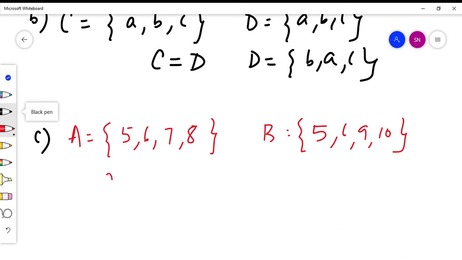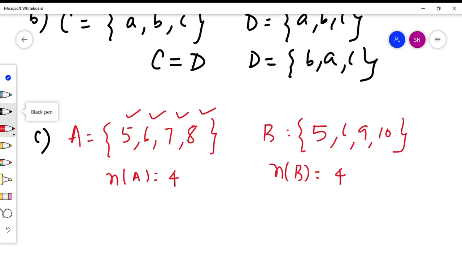I know here the cardinality of set A is equal to 4. Why is the cardinality of set A 4? Because there are 4 elements inside the set and I am able to count that there are only 4 elements inside the set. So therefore n of A is equal to 4. Similarly, I have n of B also equal to 4.